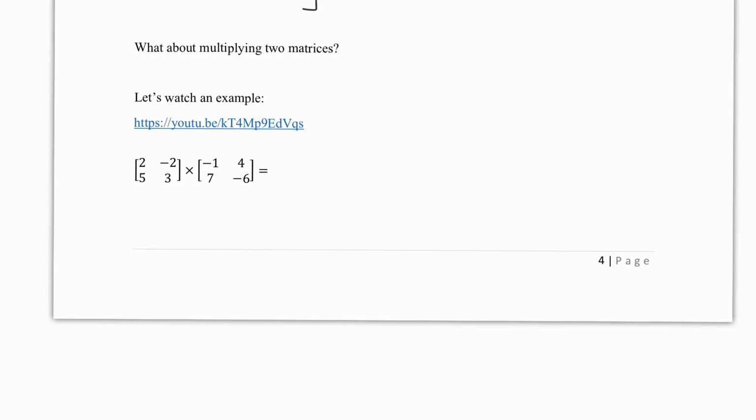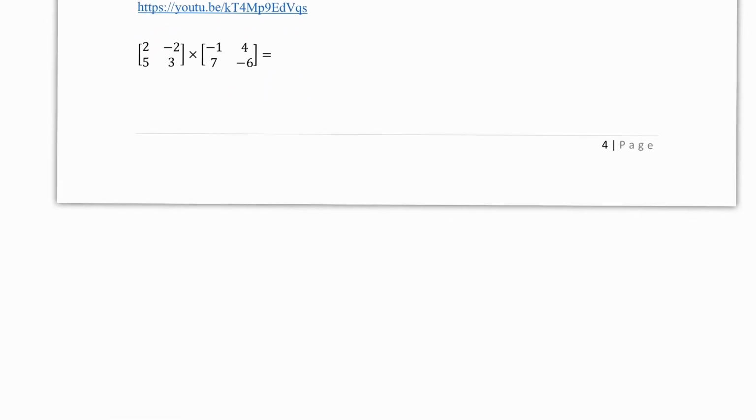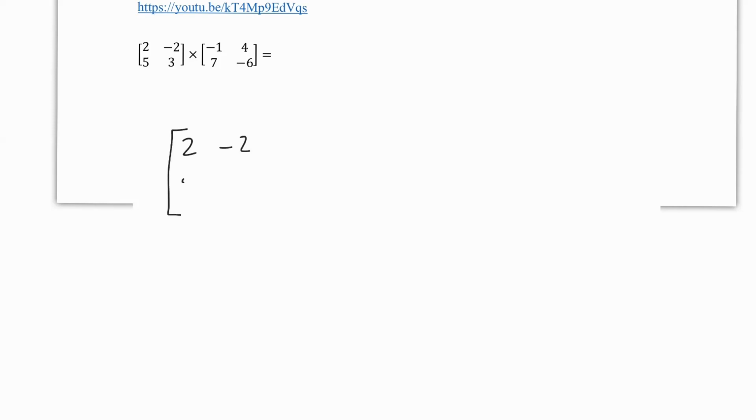So assuming that you have taken a look at the video, we're going to redo the example just to make sure everyone's on the same page. So to start, I'm going to just rewrite these a little bit different to help us visualize what's happening. So we'll take the first matrix over here, and then I'm going to stack the second matrix up top.